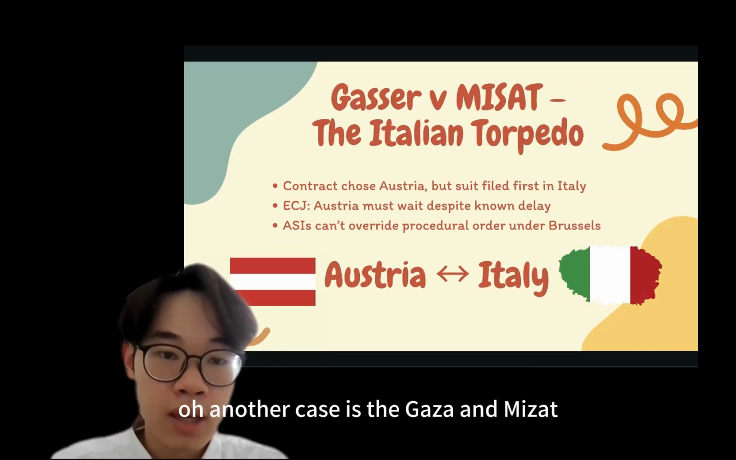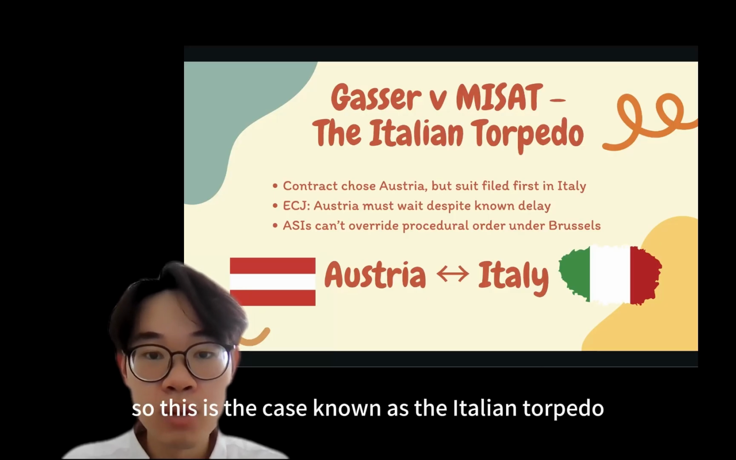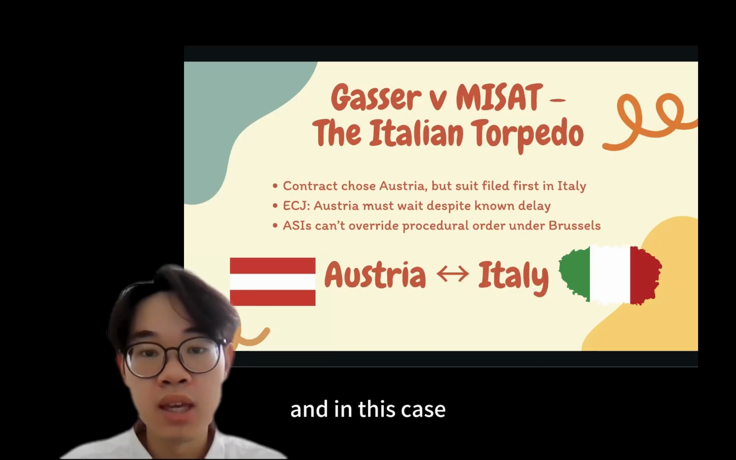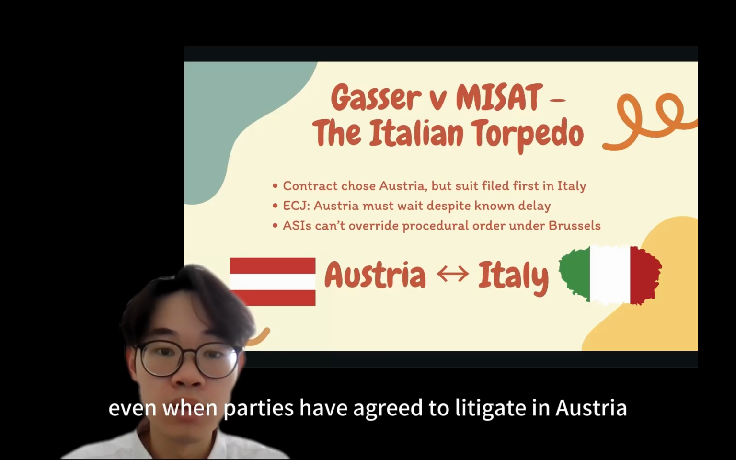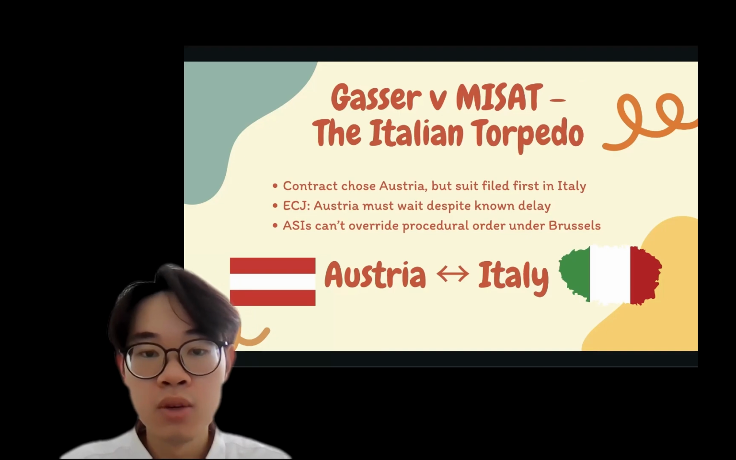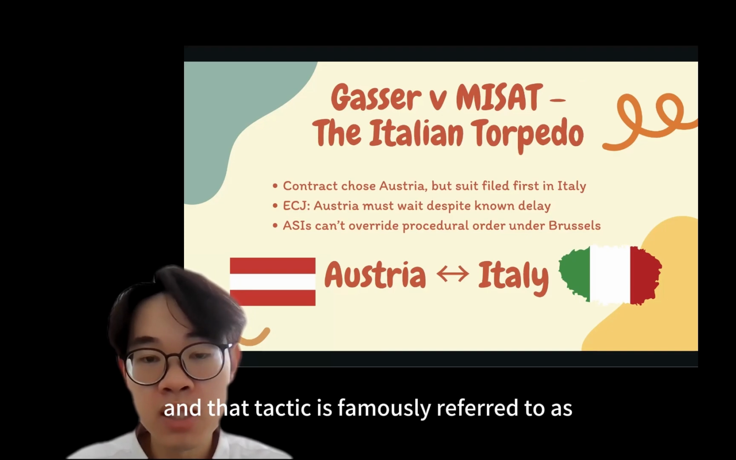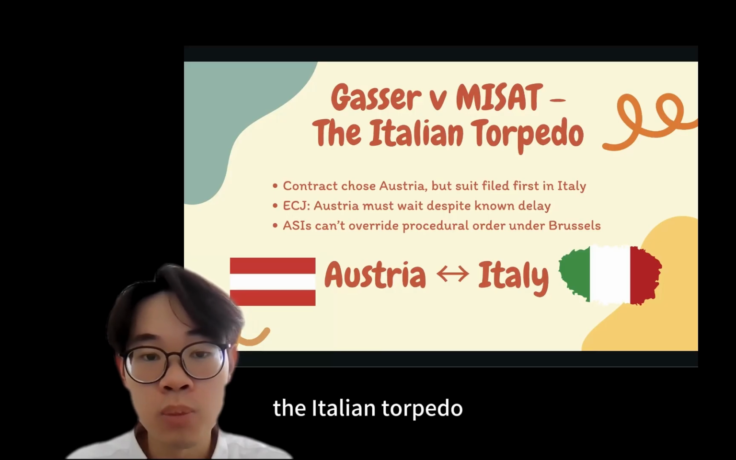So another case is Gasser v Misat. This is the case known as the Italian torpedo. In this case, even when parties had agreed to litigate in Austria, one party preemptively sued in Italy, which is known for slow proceedings. And that tactic is famously referred to as the Italian torpedo.